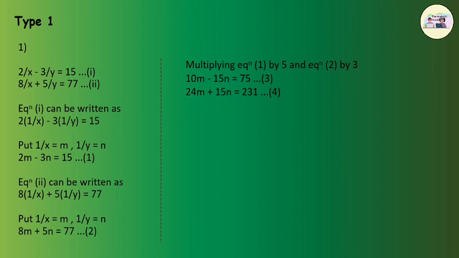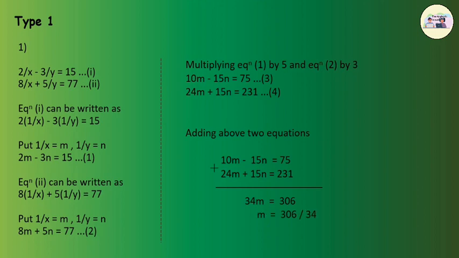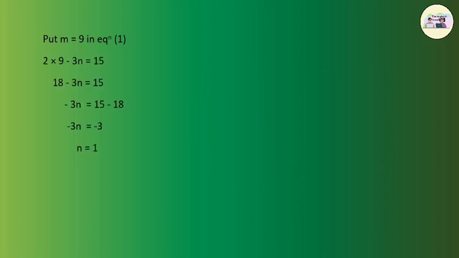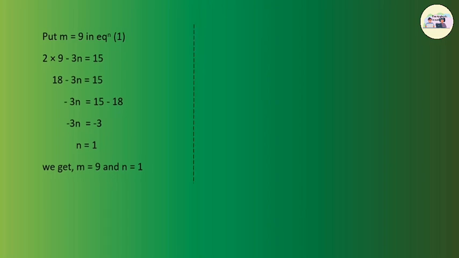Here, solving both the equations, we get 34m is equal to 306 and m is equal to 306 upon 34. Therefore, m is equal to 9. Now put m is equal to 9 in equation number 1, where we get n is equal to 1. So we get the answers as m is equal to 9 and n is equal to 1.